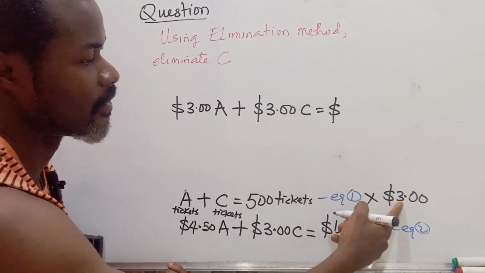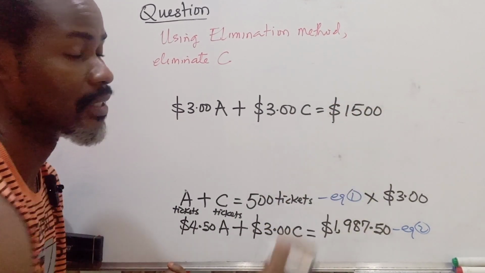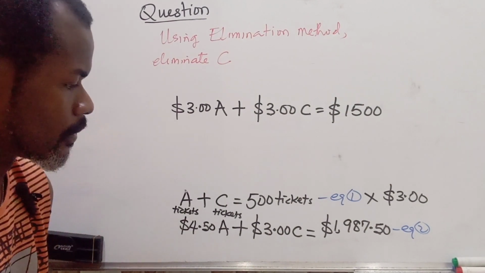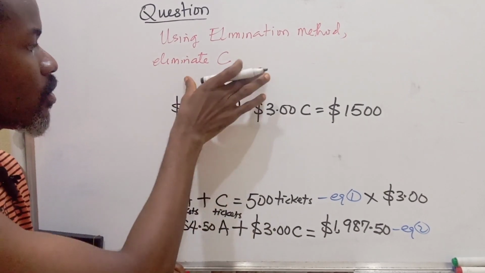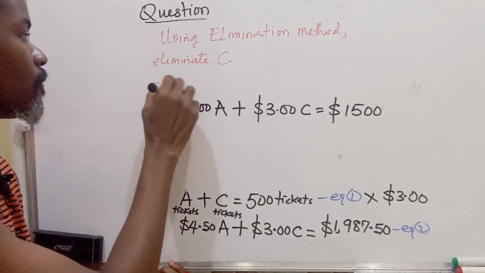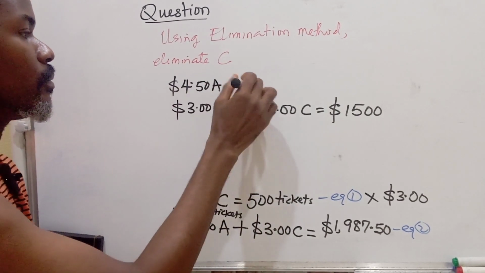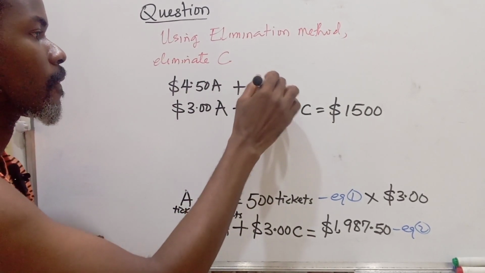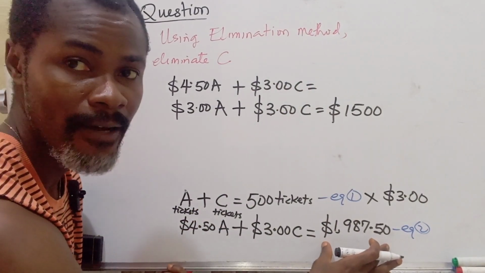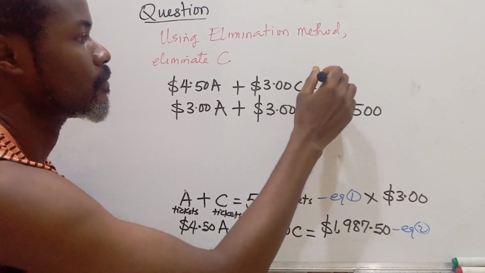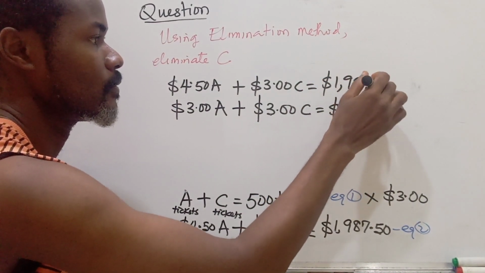So we have 3 times 5 is 15. So we have 1,500 dollars. But remember, this is our equation 2. Let's write it up here. So equation 2 has $4.50 adult plus $3 children equals this value, so I have it as 1,987.50.